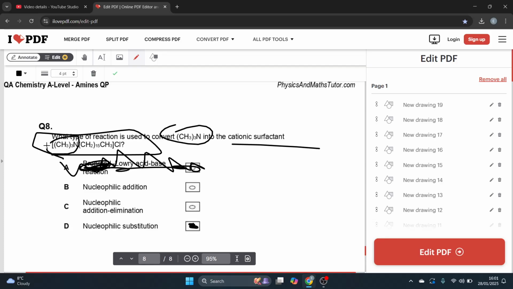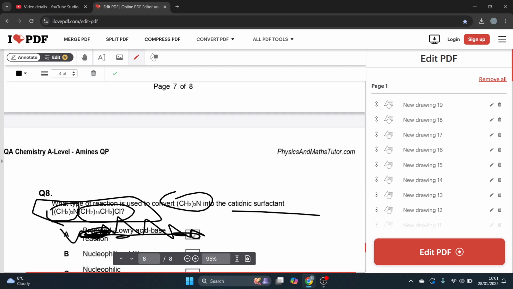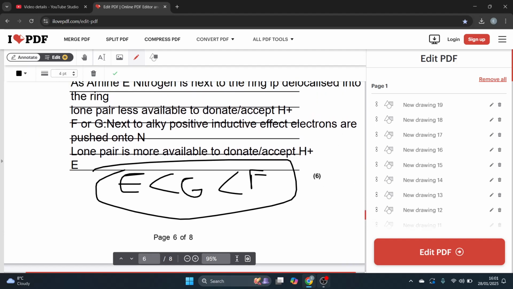All we're doing is just substituting that in. Therefore, the answer would be 8, D, nucleophilic substitution. And that is the end of this question paper.